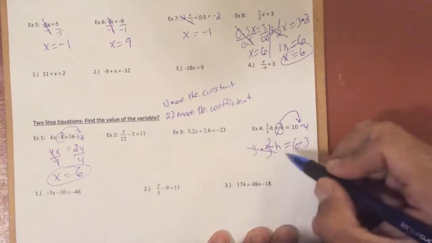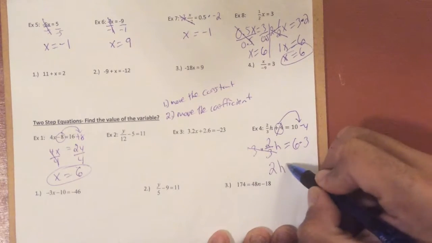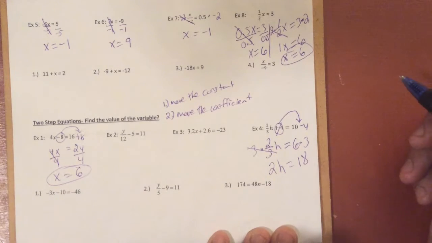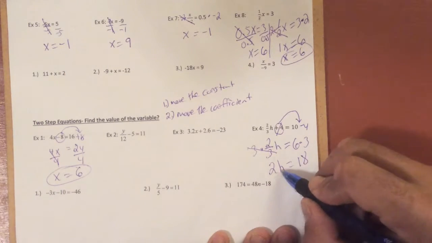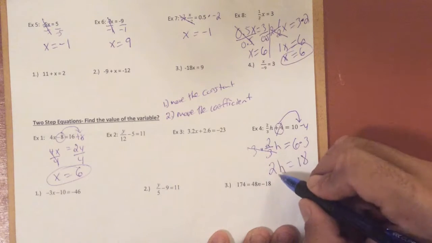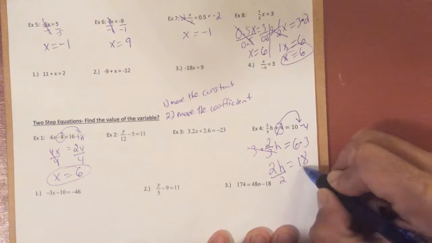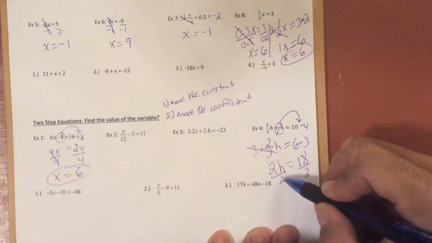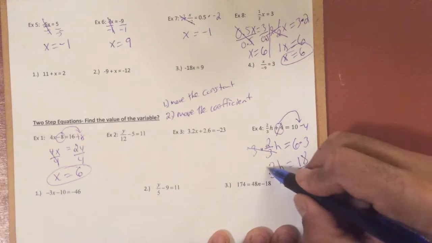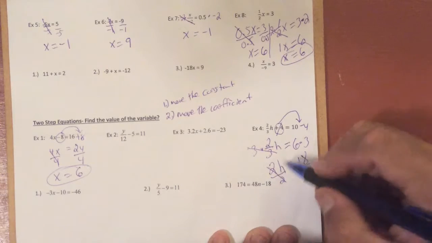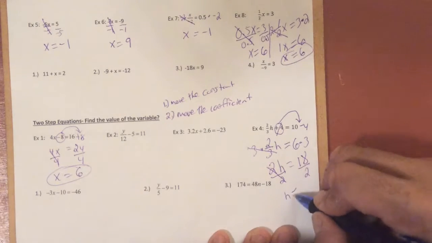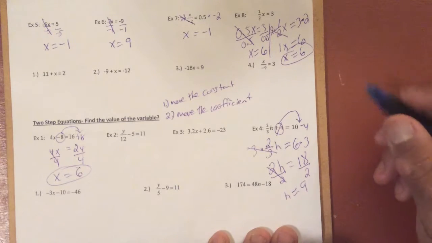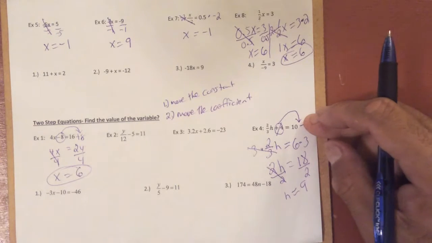So I'm left with 2h equals 6 times 3, which is 18. Now, I have 2h, so the opposite thing to do is to divide by 2. Because if we're multiplying by 2, the opposite is to divide by 2. So we're going to divide, and these 2's cancel out. So I'm left with h equals 18 divided by 2, which is 9. So that is my answer.